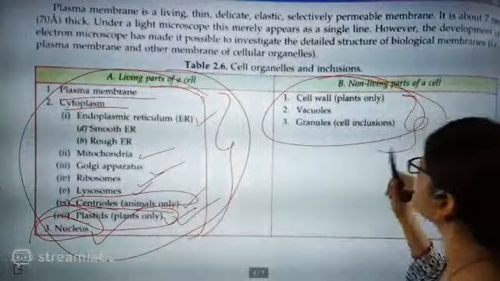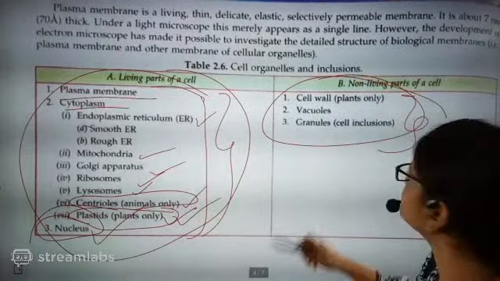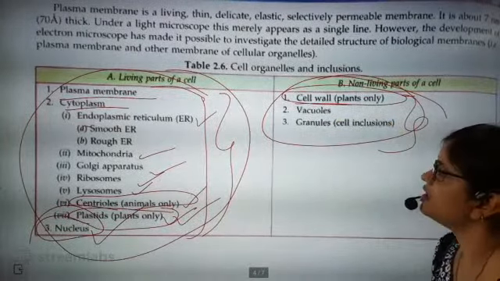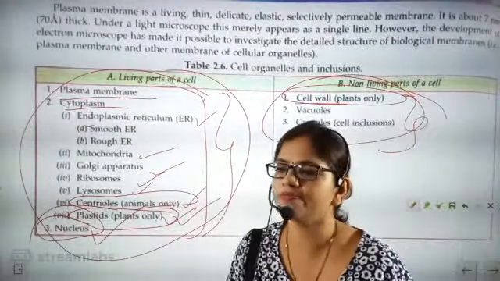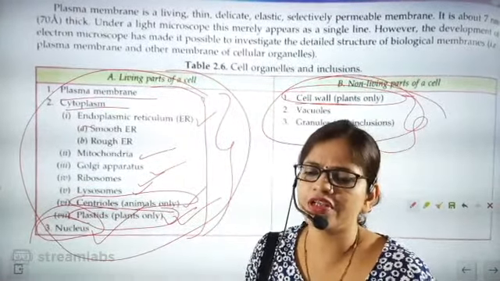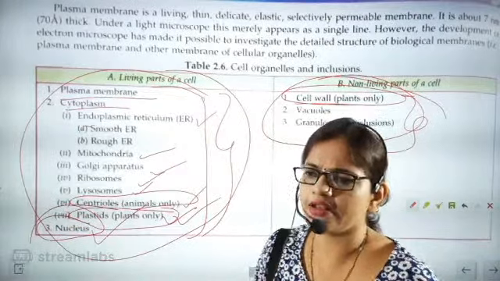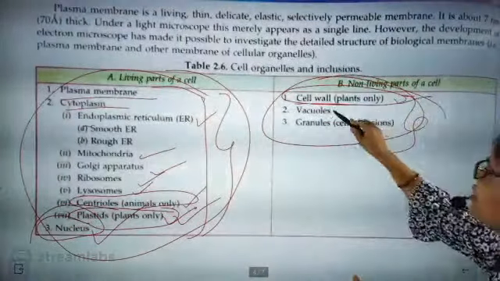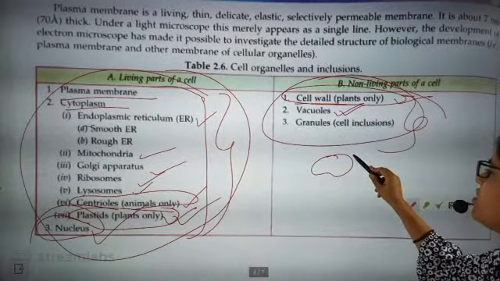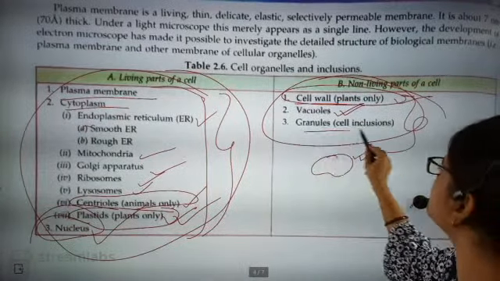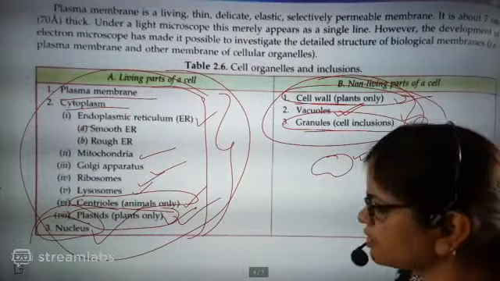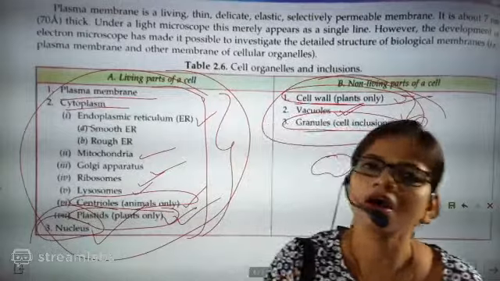Now let's check which part is the non-living part of the cell. Definitely, beta, the cell wall is the non-living part of the cell. It contains lignin, which gives strength to the cell. So definitely the cell wall is the non-living part of the cell. Vacuoles are storage chambers, they are not living, they are non-living. Granules or cell inclusions, these granules are nothing but cell inclusions, and they are, beta, again non-living.